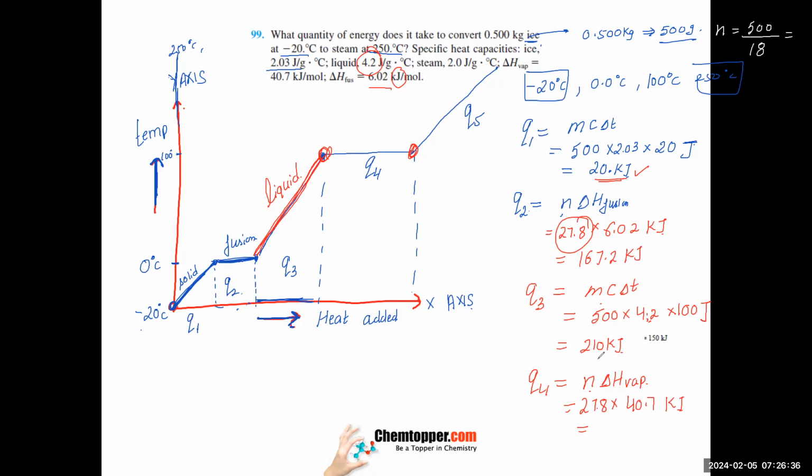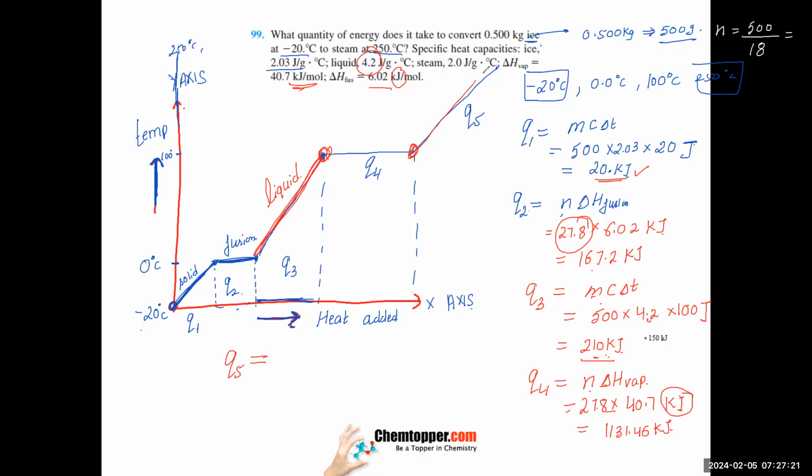Are you sure that these answers are right? 210. Yeah. M is 500 gram. Okay. Very big amount. 1131.46 kilojoules. Sarayu, because delta H of vaporization is in kilojoules. If you're multiplying, this answer will be in kilojoules. Calculate Q5.